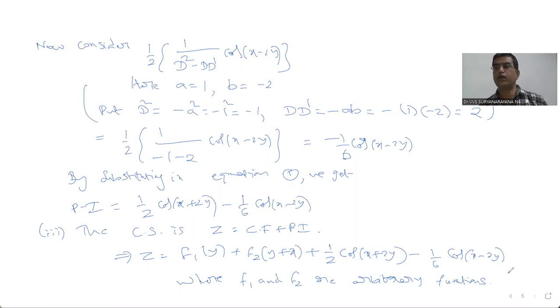Okay. Now we will discuss one more problem, because in this first problem we obtained the particular integral very easily. There is no failure case. Now we'll consider a problem where the particular integral will contain a failure case. Means we get 0 in the denominator by replacing D square with minus a square, D D dash with minus ab, and so on. So one such problem is there in our exercises. So let us take that problem.